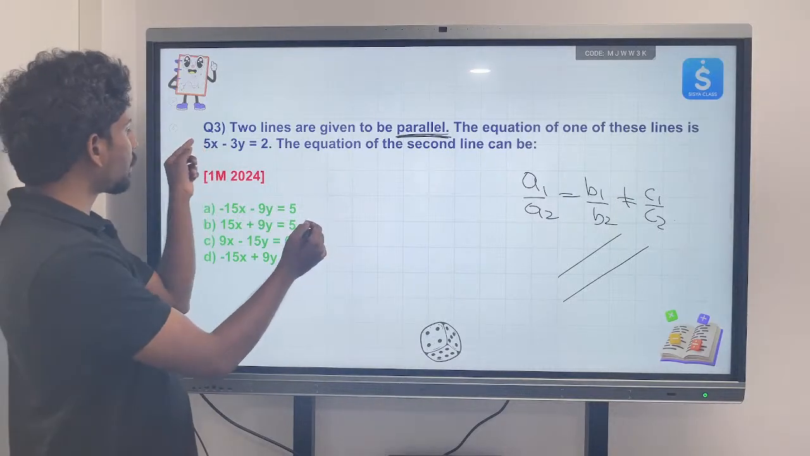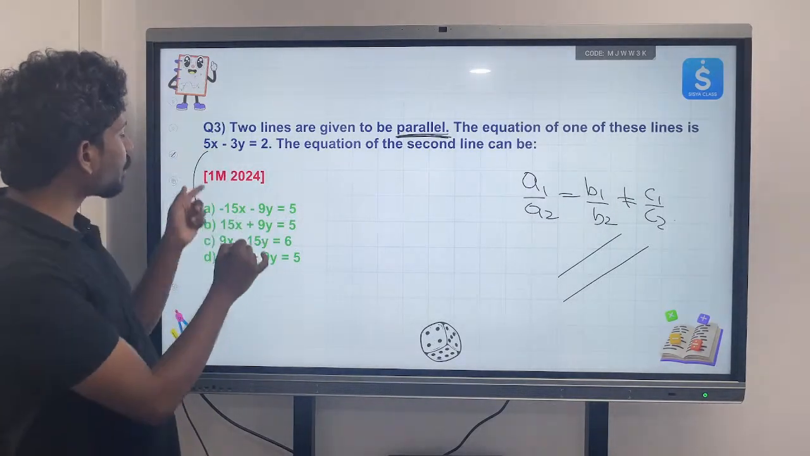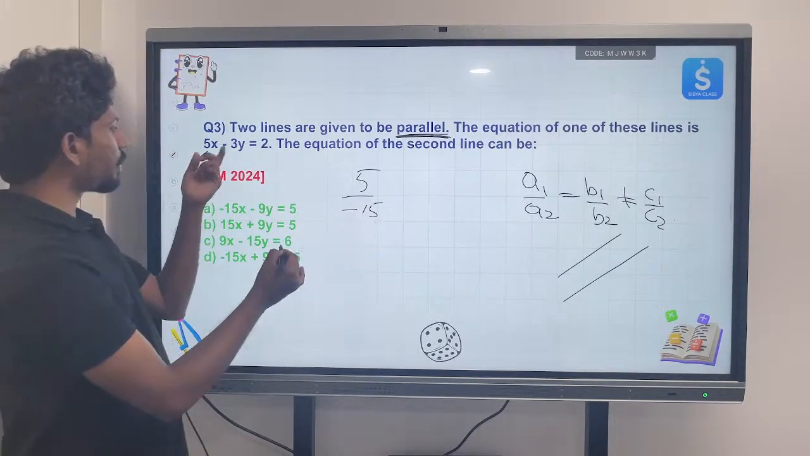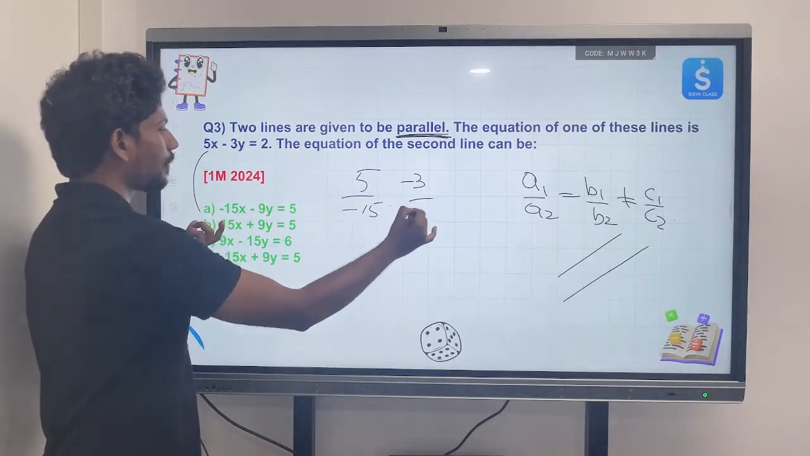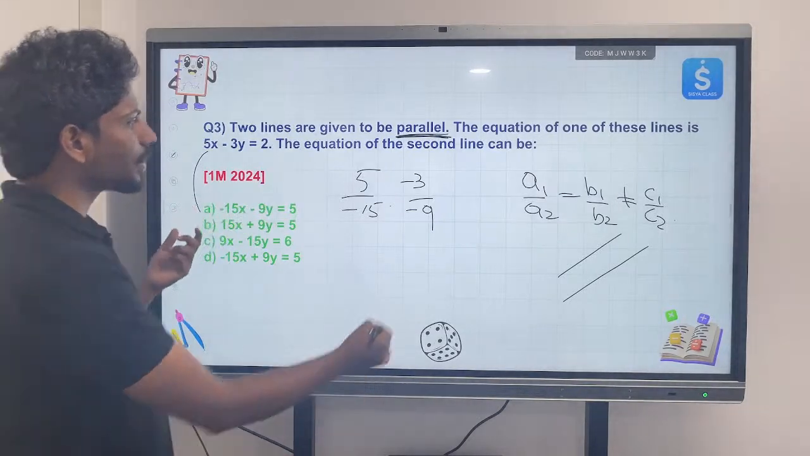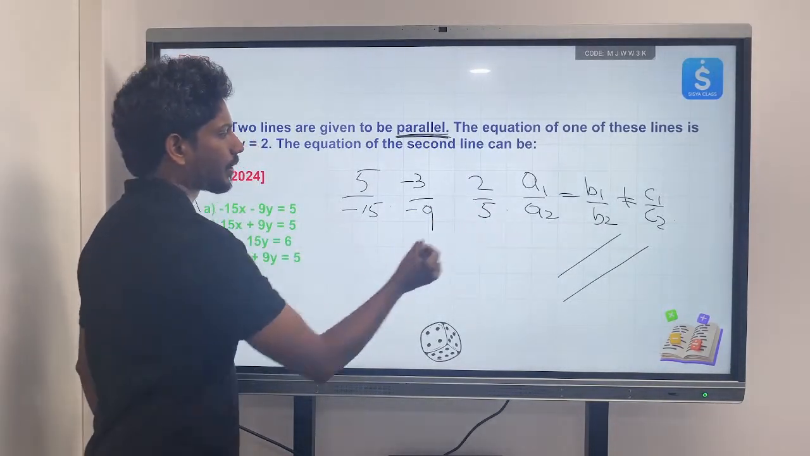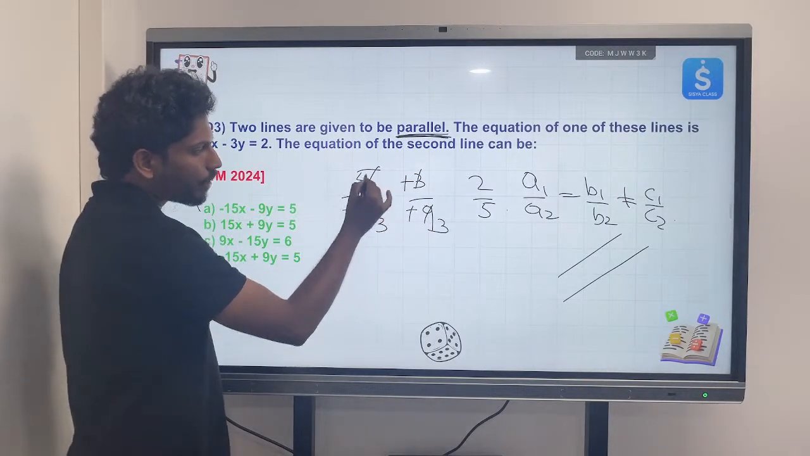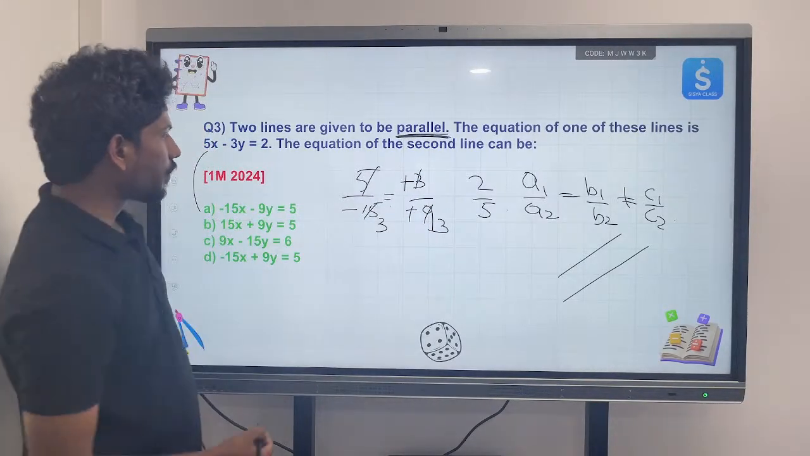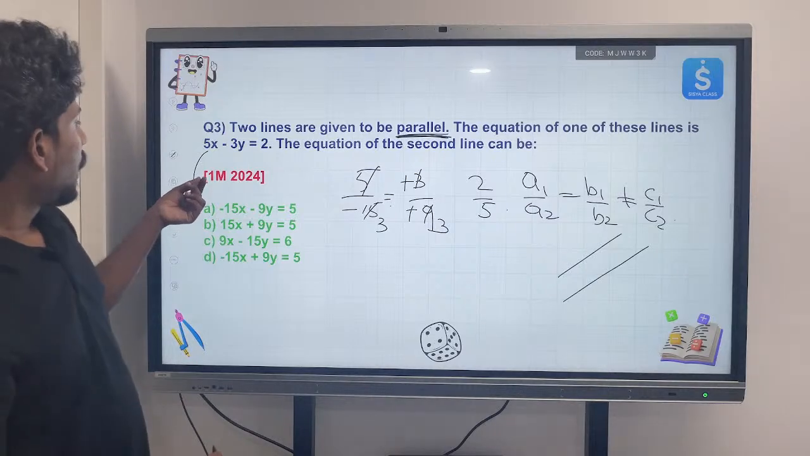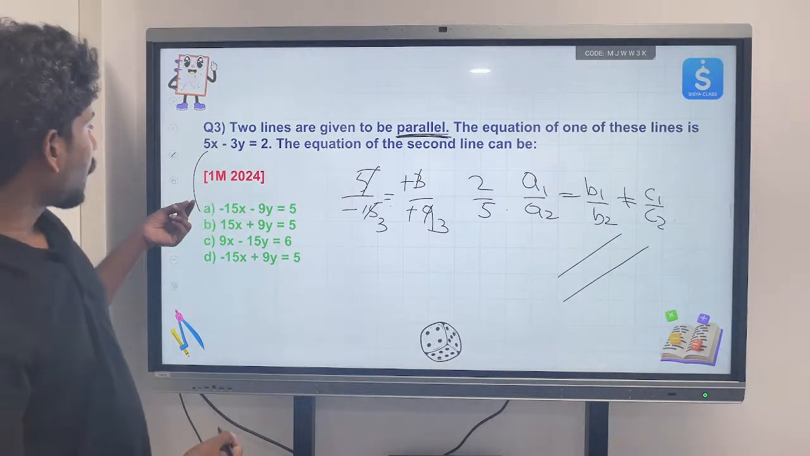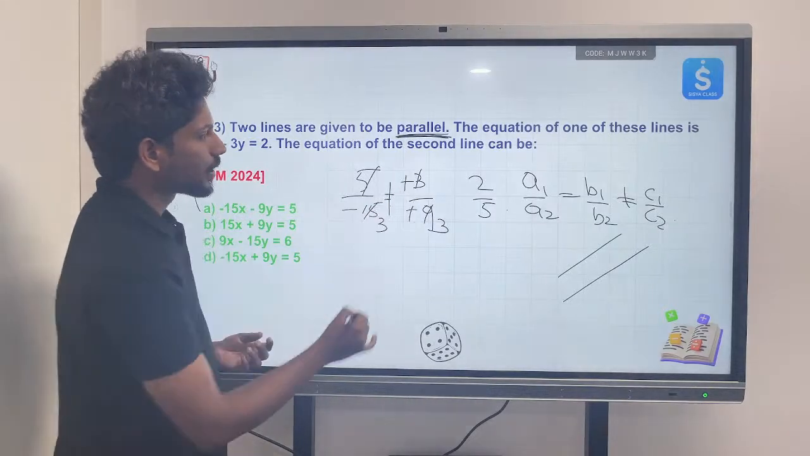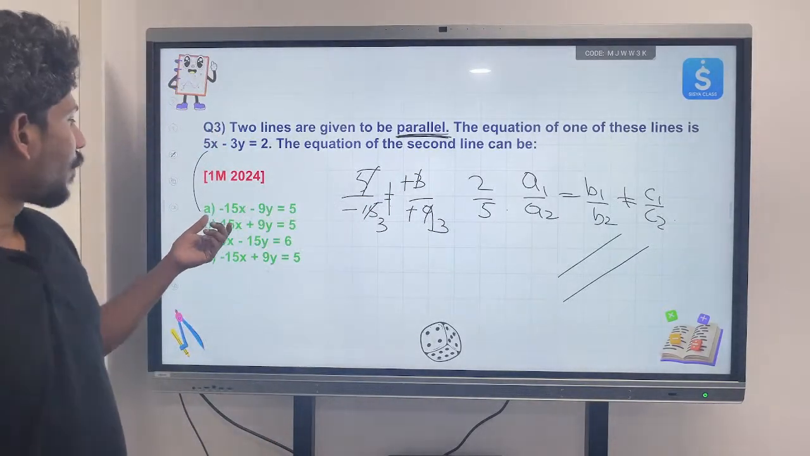If you see the first option, let us find the a1 by a2 relation: 5 by minus 15. What is b1 by b2? Minus 3 by minus 9. And what is the last one? That is 2 by 5, right? Here, a1 by a2 and b1 by b2 are not equal. Hence, I can say that this condition is false, right?